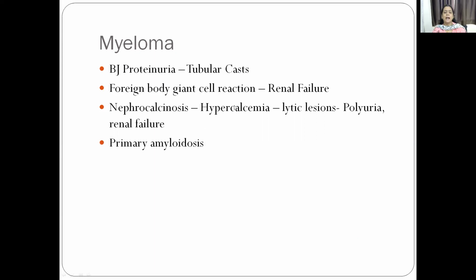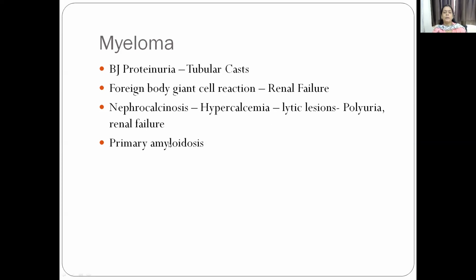Nephrocalcinosis, see, there will be hypercalcemia. That is a very major picture that can be associated with myeloma. Because of this hypercalcemia, there are lytic lesions also in the bone. See, whenever you suspect a patient of myeloma, what do you do? You just do an X-ray, you find multiple lytic lesions, and you do a calcium, you get a hypercalcemia, then you know that you're finding a patient with myeloma. Okay, how does this hypercalcemia result? It will cause polyuria and renal failure.